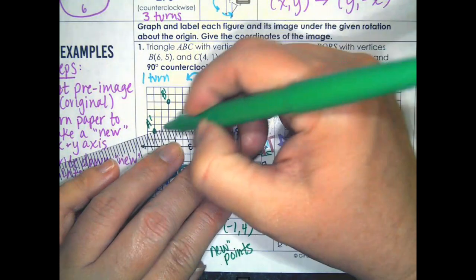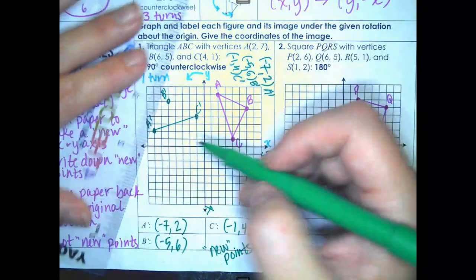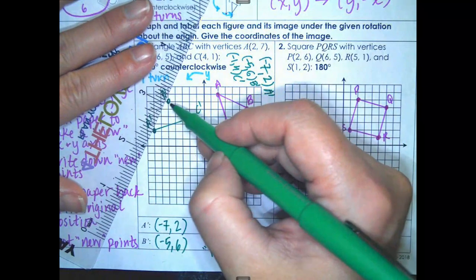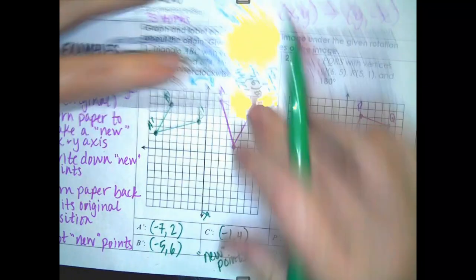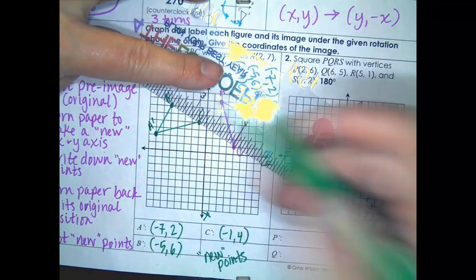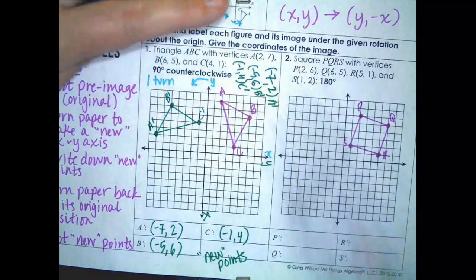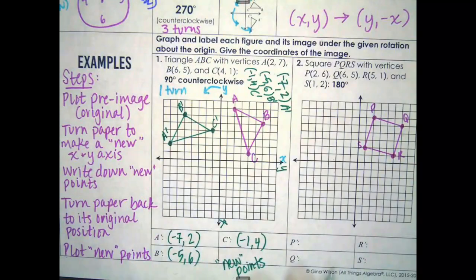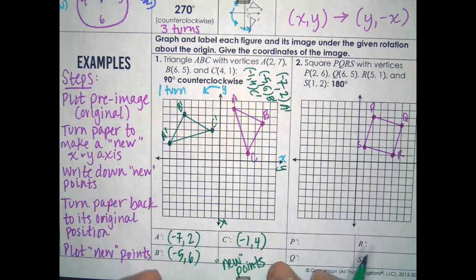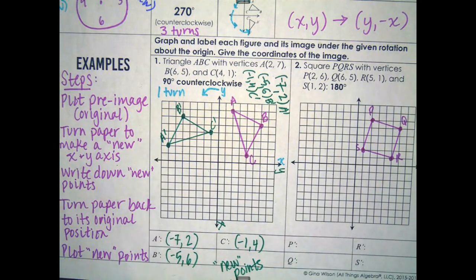We labeled everything. We have our little prime notation there, so we know this is the new shape. All right. And there you go. And that's it. You've got your shape graphed. You've got your new points. And think about it. It makes sense.